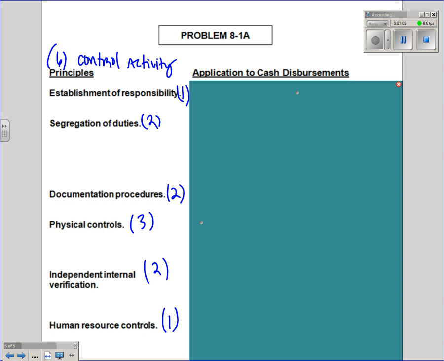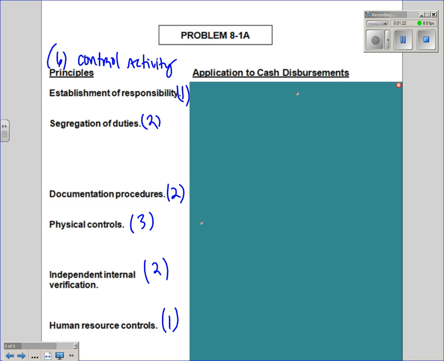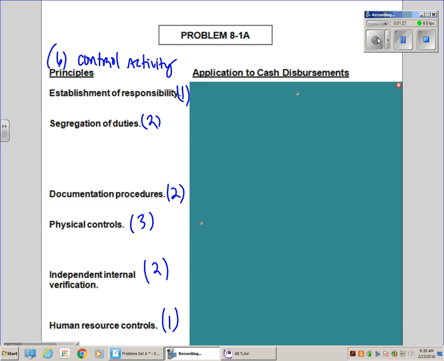And I want you guys to just read through those paragraphs and see if you can place them. My answer key puts them in sentence format. You can just do like numbers or bullets, okay? And then we'll come back and talk through it. So as we take a look at this, you see the 6 principles listed. You're going to find 1 establishment of responsibility. 2 of the items in those paragraphs will relate to segregation of duties and on down. So let's take a look at establishment of responsibilities.